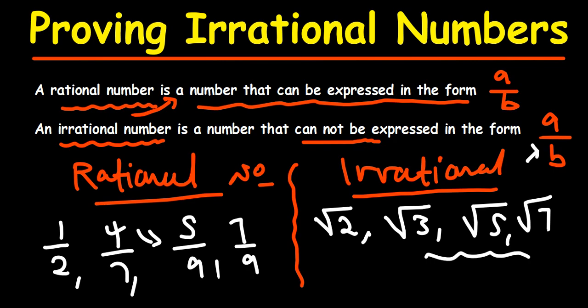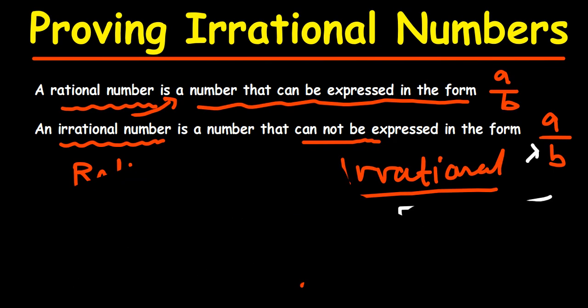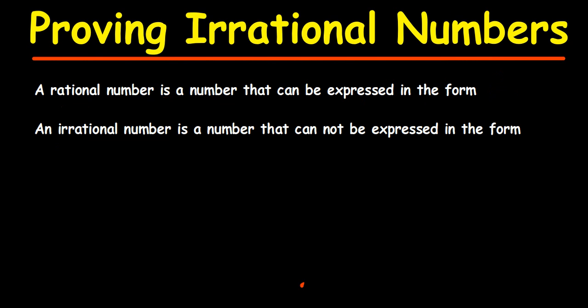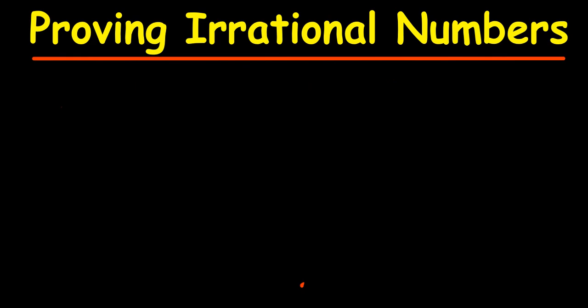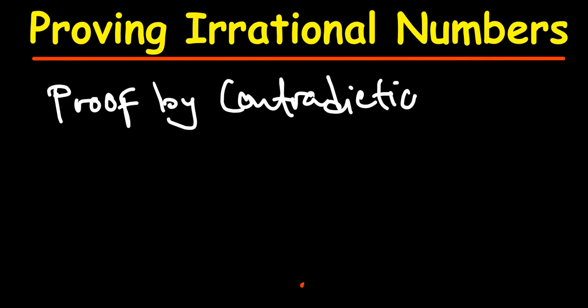Now, how do we prove that a given number is irrational? We are going to be proving these numbers using a method that we call proof by contradiction. How does this proof by contradiction work? In this method, if you are new to it, it will be a little bit difficult, but you get used to it.